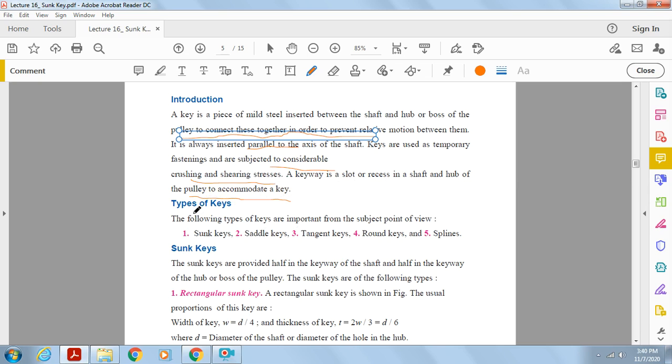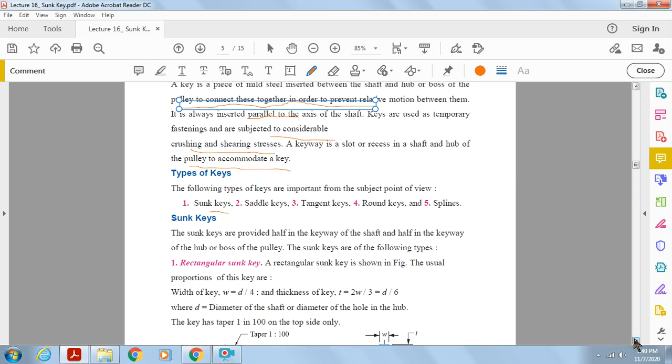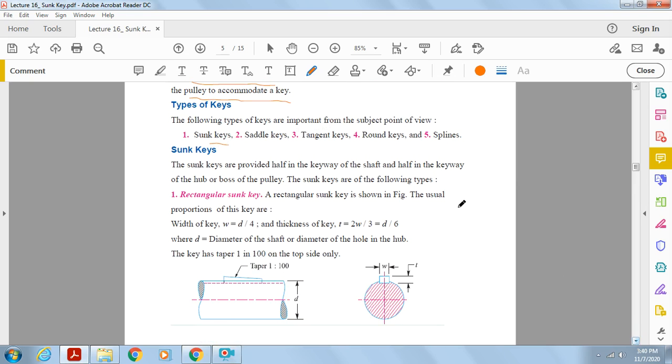Next come to the types of key. The following types of keys are important from the subject point of view. First one is the sunk key, then saddle key, then tangent key, then round key, and finally splines. So total 5 different types of keys are there. Starting from the sunk key, the sunk keys are provided half in the keyway of the shaft and half in the keyway of the hub or boss of the pulley.